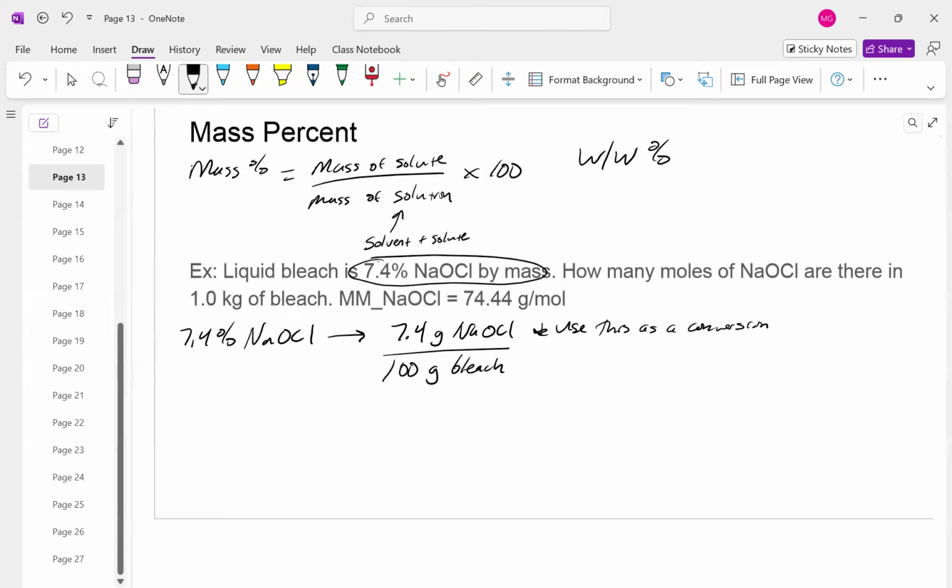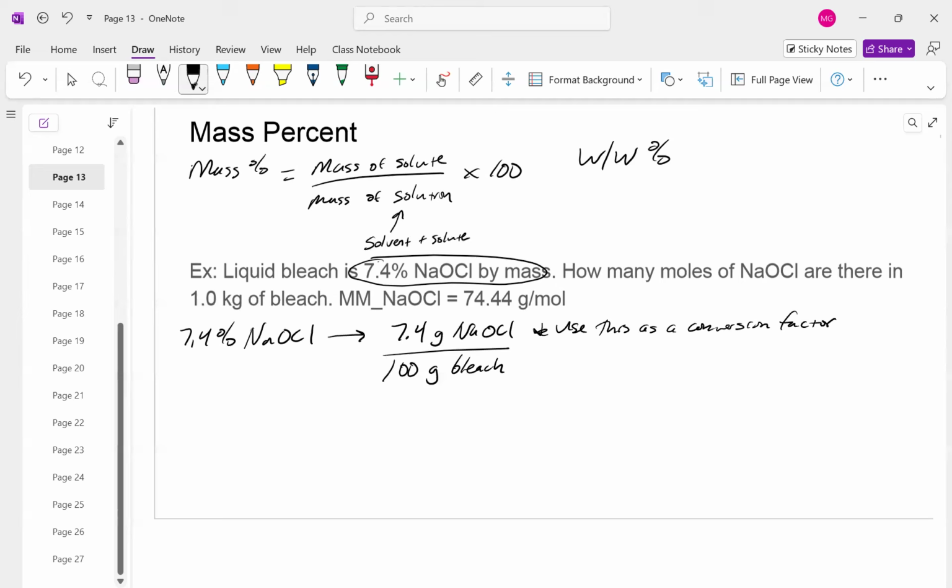And you're going to see me do this a whole lot, where we're going to take a percentage, and then I say, assume we have 100 of it, because it's really easy to multiply anything by 100. Or 7.4% of 100 is 7.4. So just kind of make that percentage into a conversion factor.